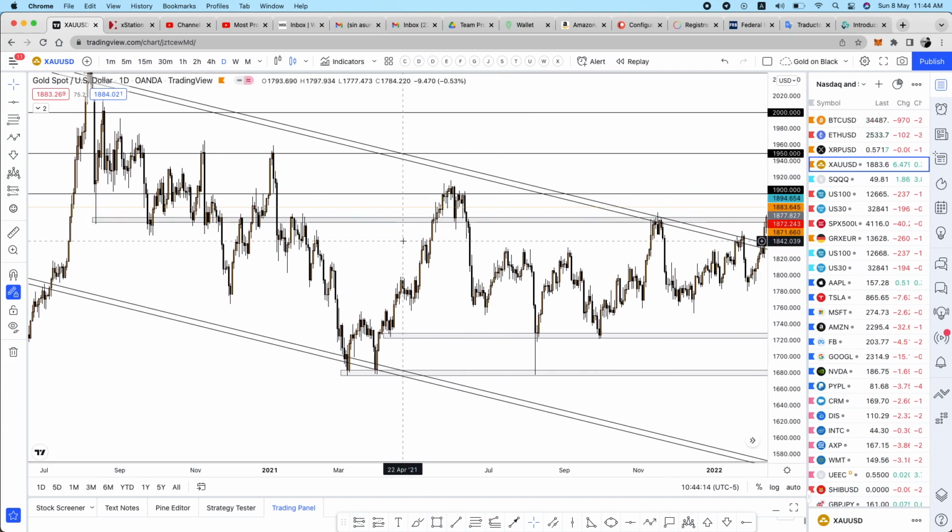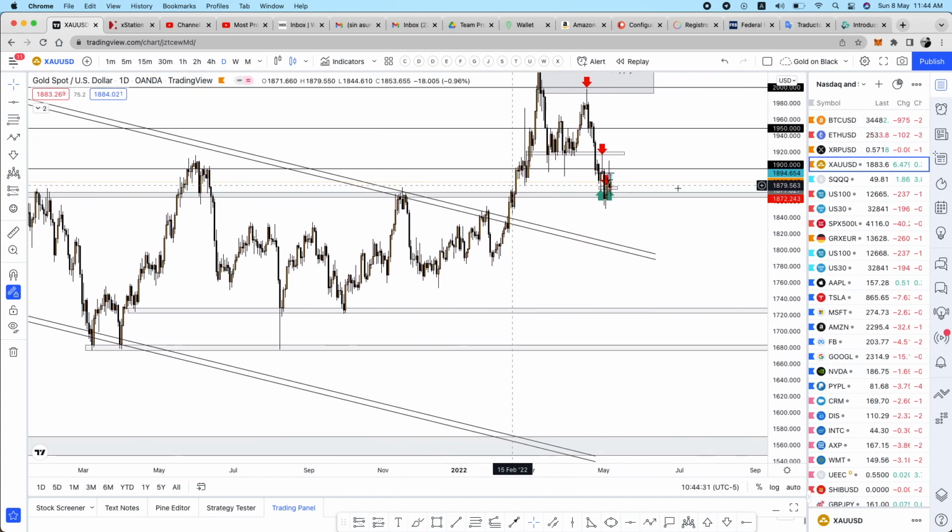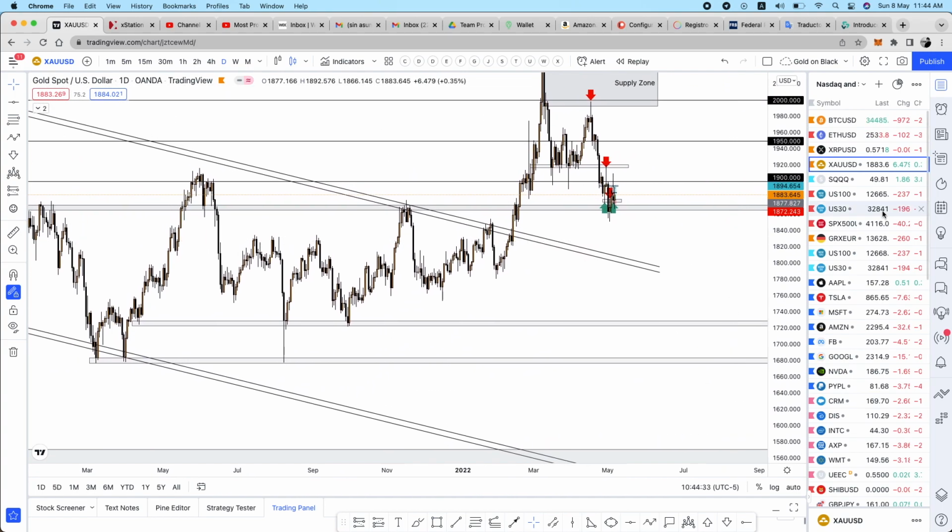You can go lower than that. After the 1900, you can go to the 1850, right? Then after the 1850, you can go to the 1800, and so on. You have those psychological levels, rounded numbers, okay? That is basically it, guys.